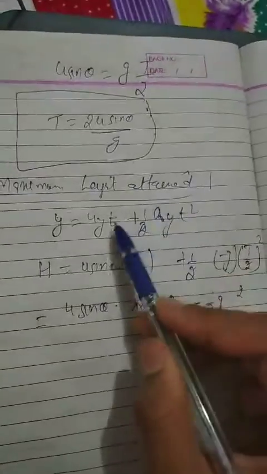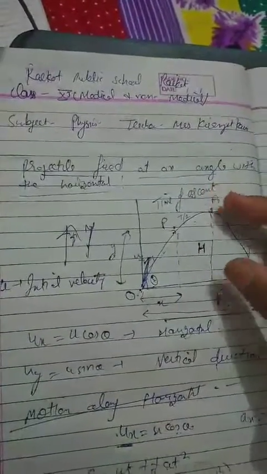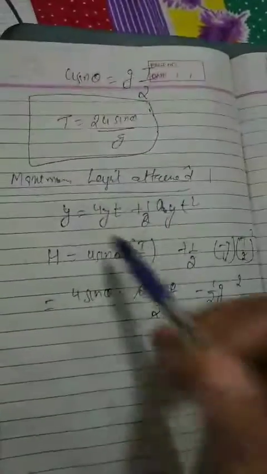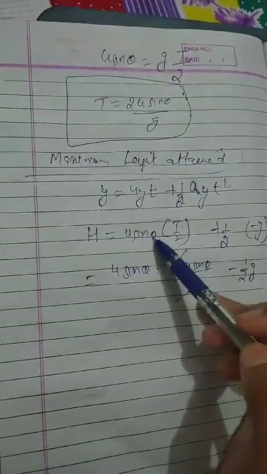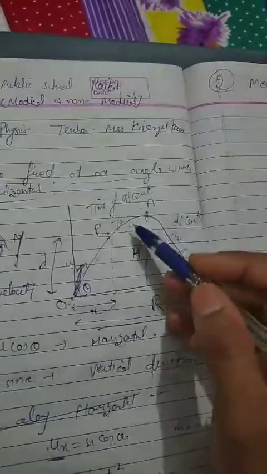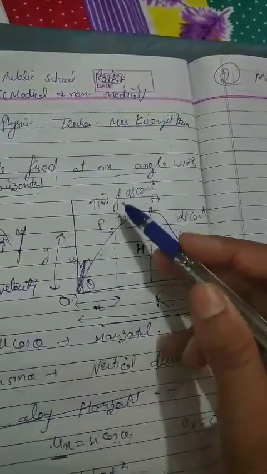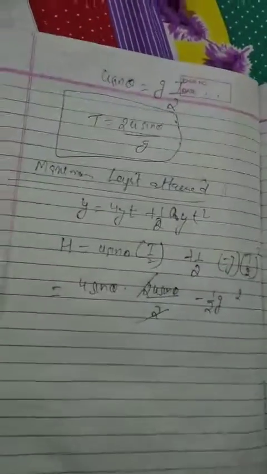Maximum height attained. This height, that is h, we will find the expression for this height h. We will take the formula s is equal to ut plus half at square, because uy is u sin theta, and we will take t by 2, because this projectile will take half the time to cover this maximum height.